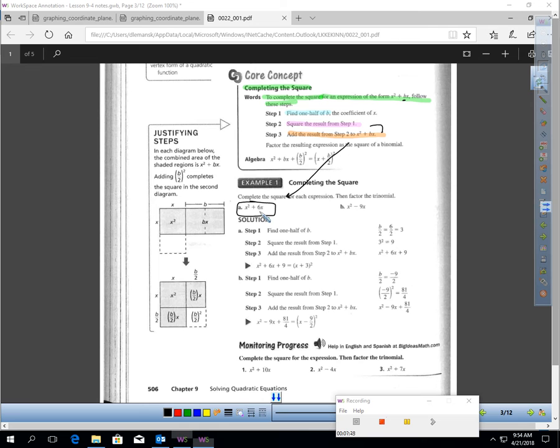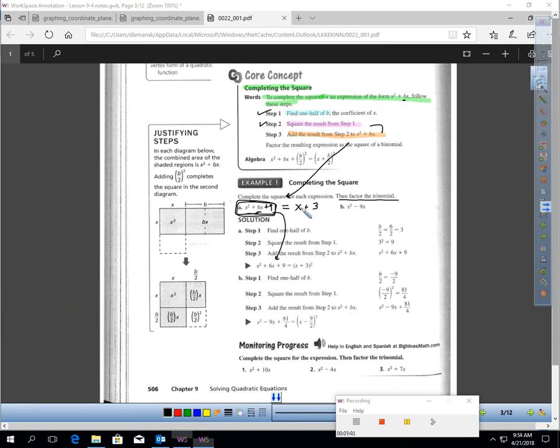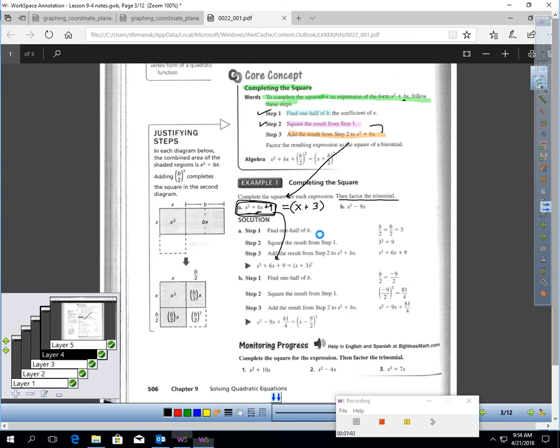Do you notice how b is 6? So if I take step 1, take b and divide it by 2, I get 3. Step 2, take 3 and square it, I get 9. And step 3, just add 9 at the end, and you just created a perfect square trinomial. Okay? Now let's factor it. x is the square root of x squared. 3 is the square root of 9. And do you notice if you take 3 times x is 3x and double, you get the middle? So I can factor that into that, which is what you see right there.